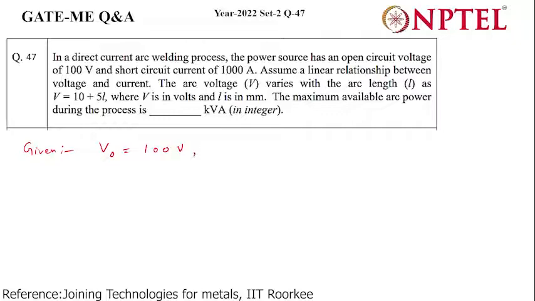Then a short circuit current of 1000 ampere. So your IS is given as 1000 ampere. Assume a linear relationship between voltage and current. The arc voltage varies with the arc length L as V is equal to 10 plus 5L, where V is in volt, L is in mm. The maximum available arc power during the process. They are asking you P.